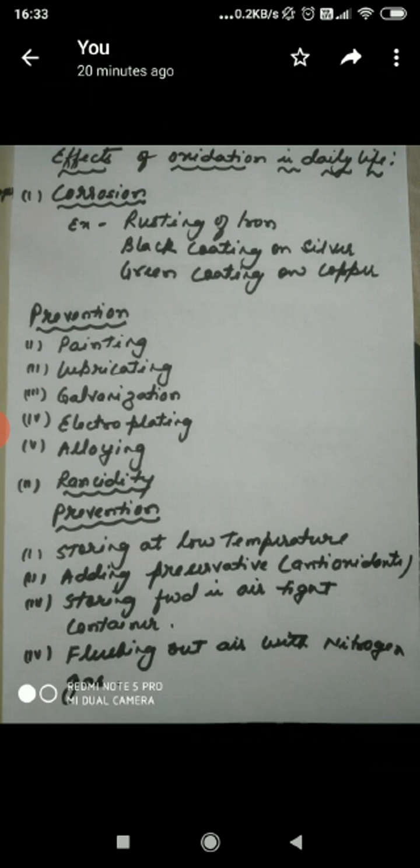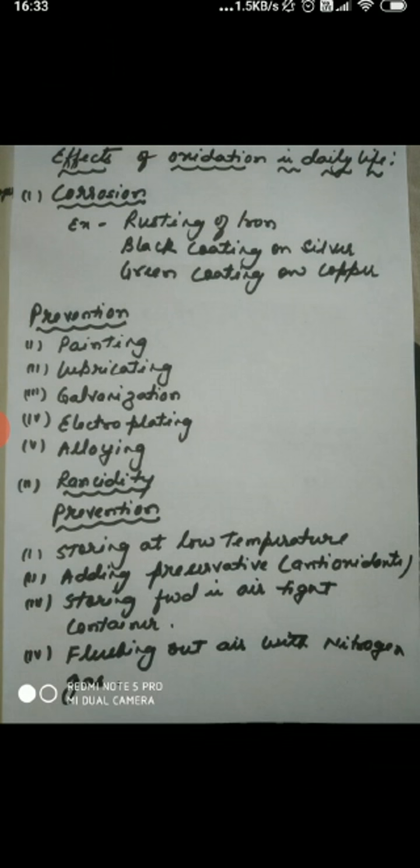Another important effect of oxidation in daily life is rancidity. This is a new term for you. It is the oxidation of food, that is fats and oils, when they come in contact with air. Due to this oxidation, food starts smelling bad and tasting bad.